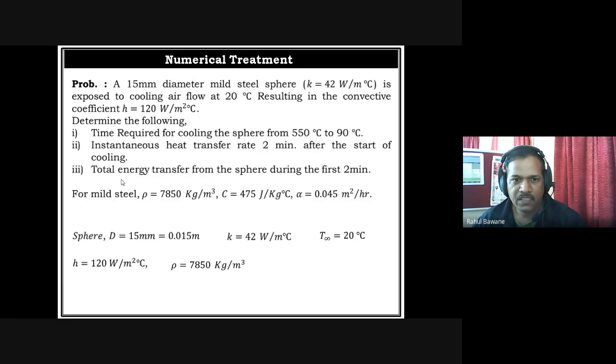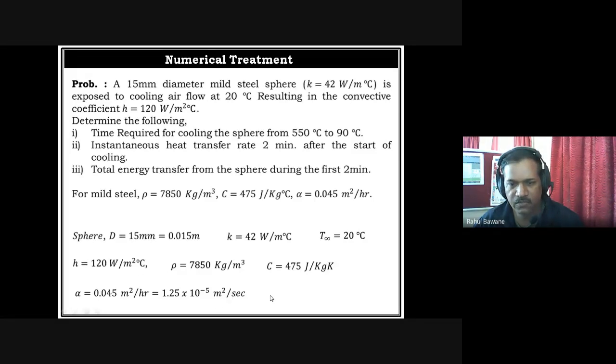Then the third one is the total energy transfer from the sphere during the first 2 minutes. In this third part, the total amount of heat transfer during the first 2 minutes is asked, and they provide some data: density of the sphere, specific heat, and thermal diffusivity. How to identify the thermal diffusivity? From its unit, meter square per second, you can identify that.